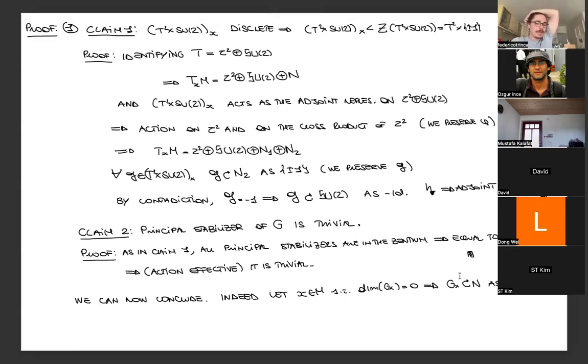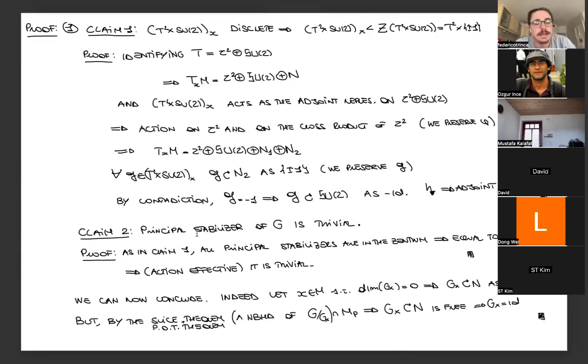From these two claims, we can conclude, because if we take x in M with zero-dimensional stabilizer, then you can prove in a similar fashion that Gx acts on the normal space as the identity. But by the slice theorem and the principal orbit type theorem, we have a neighborhood of my orbit which intersects the principal part. And since we intersect the principal part, there we act freely, and so the stabilizer needs to be just the identity.